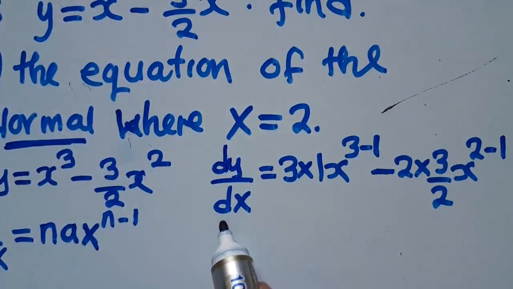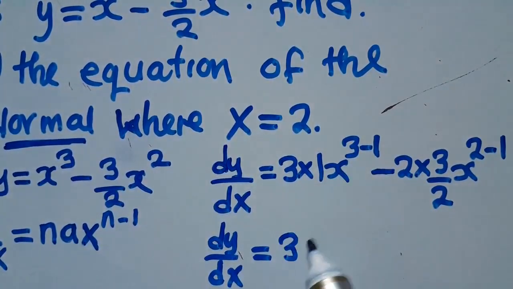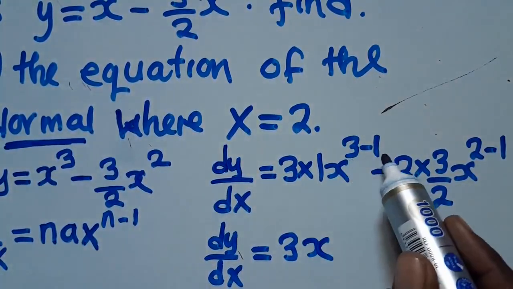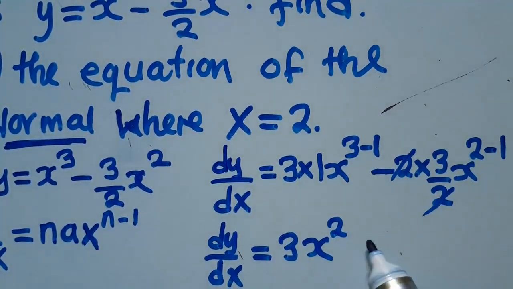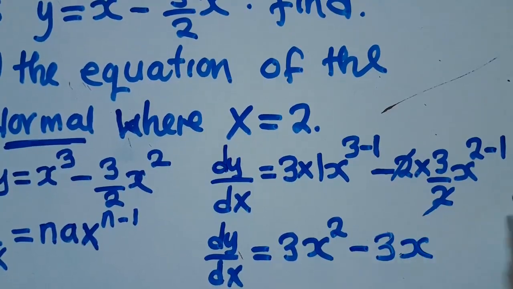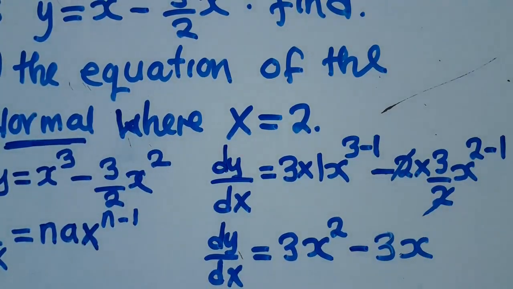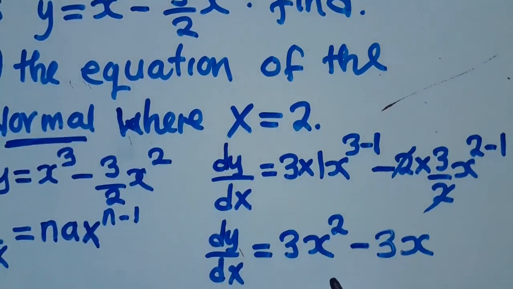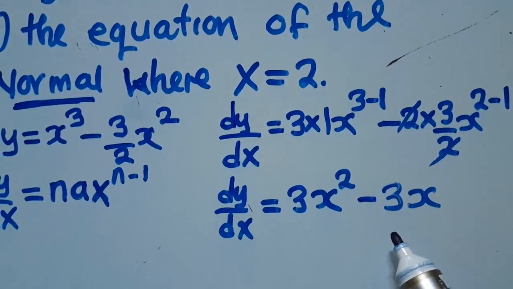So you continue where you say dy dx is equal to, what is 3 times 1? It is 3. You write your x there. What is 3 minus 1? It is 2. These 2 and these 2 will cancel out. You are just going to remain with negative 3, then x. X raised to the power what? 1. So most of the time we don't indicate the 1 there. You just leave it like that. So this is what we found. And this is the answer that we found after differentiating.